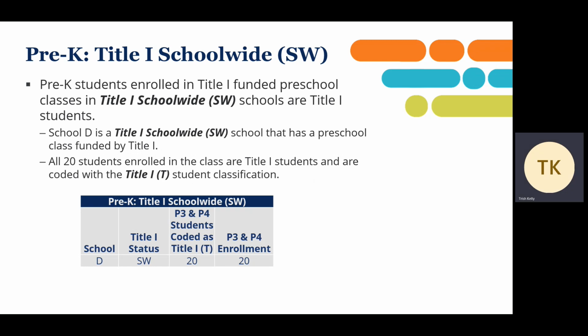Again, we'll look at examples of each type of school, starting with School D. School D is a Title I school, and it has a preschool class that is funded by Title I. All 20 students enrolled in that class are Title I students and are coded with a Title I-T student classification. Now, if School D had other preschool classes that were not funded by Title I, then none of the students in those classes would be Title I.